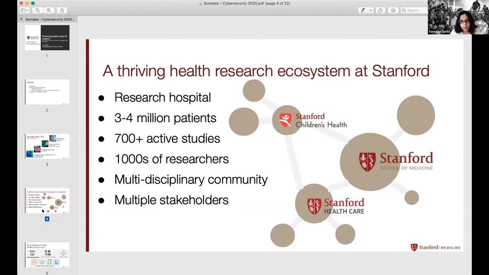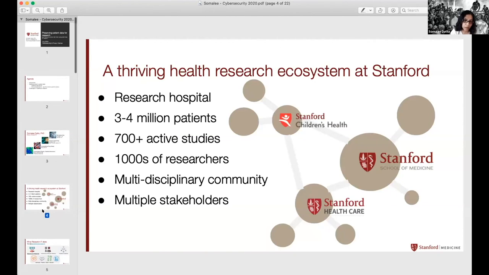Stanford has a very thriving health research ecosystem, and it essentially comprises the three entities here. One is the university side, the School of Medicine, and then we have our children's hospital and the adult hospital. We are a research hospital, so a lot of our physicians also do active research. Collectively, we have at any time 3 to 4 million patients in our pool. There are 700 plus active research studies going on at any time with thousands of researchers. It's a highly multidisciplinary community, and then there are multiple stakeholders.